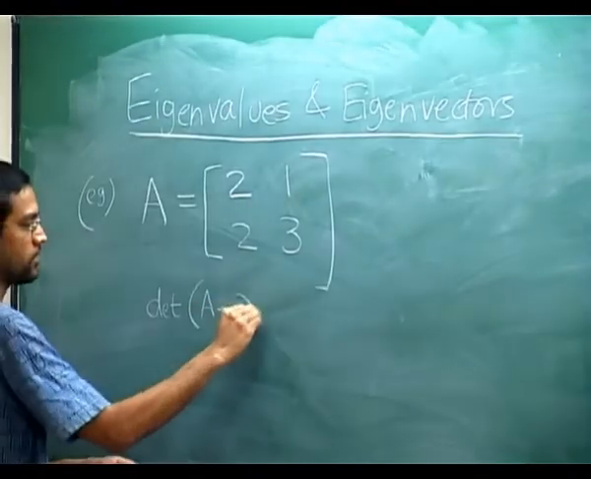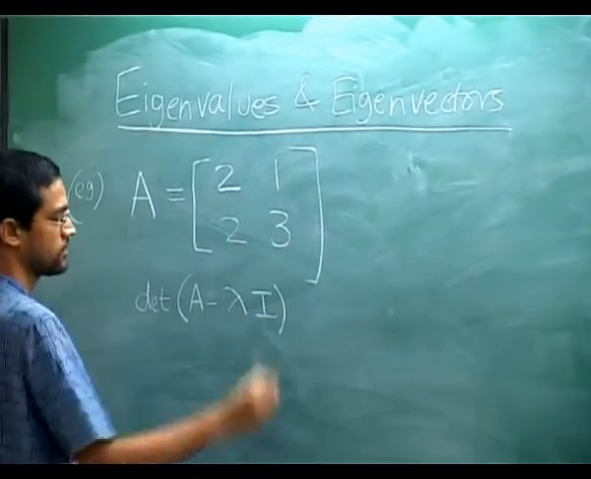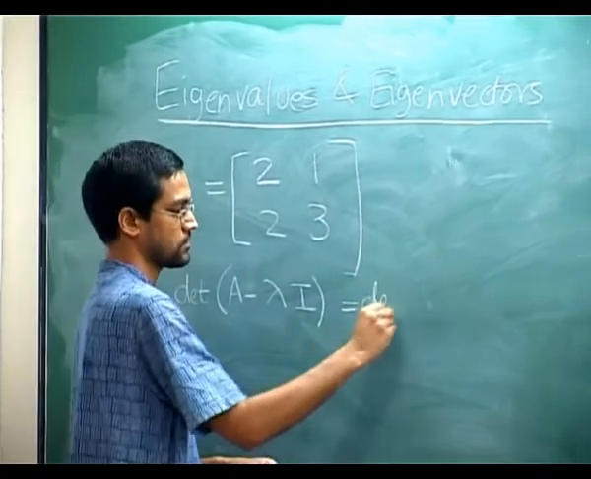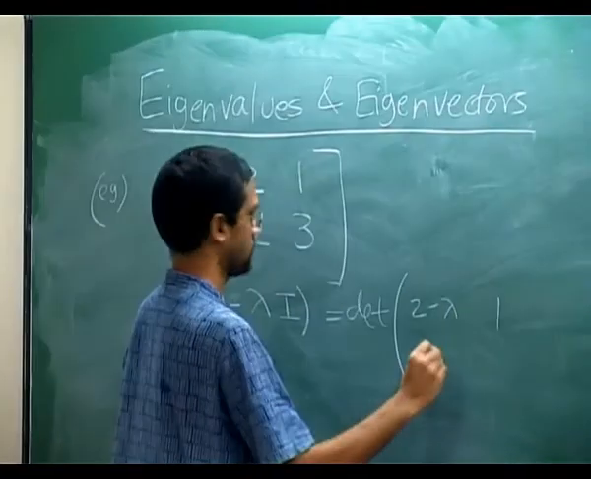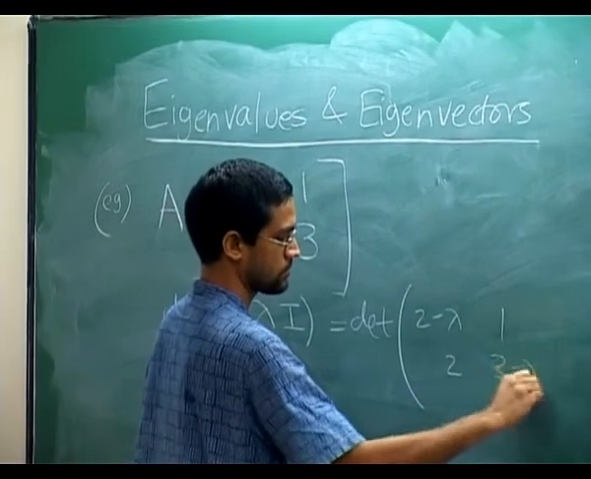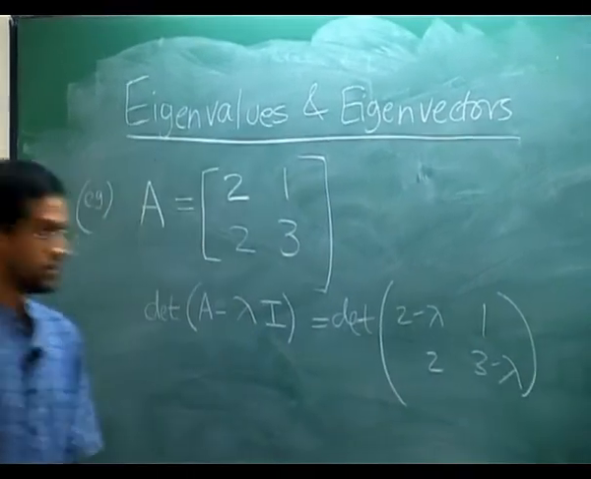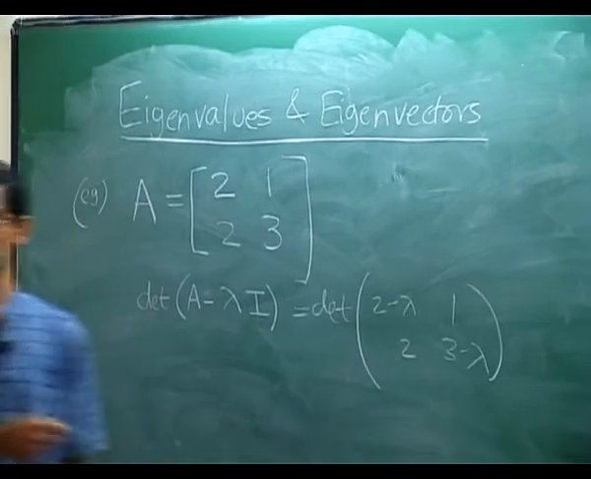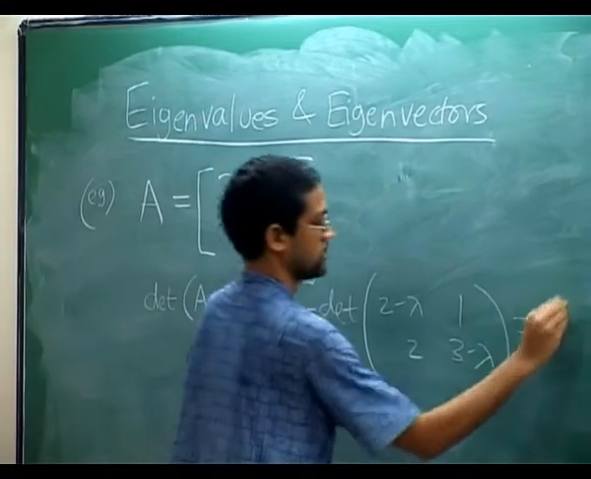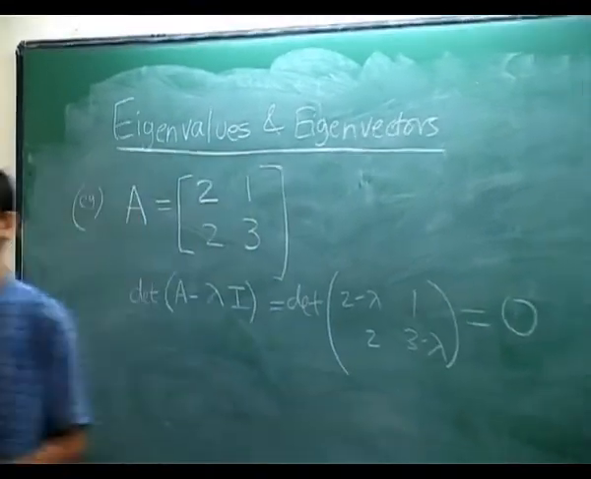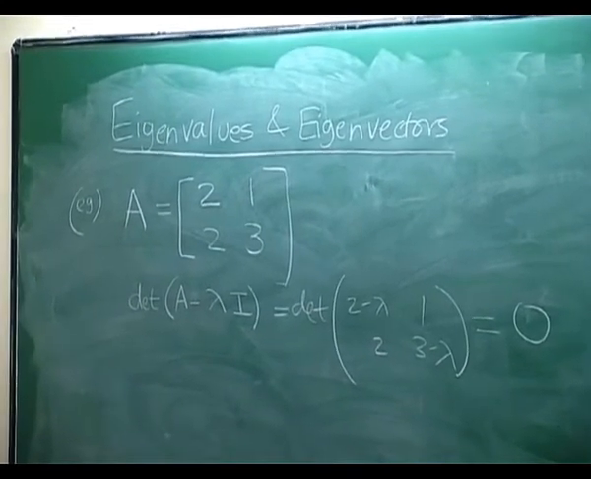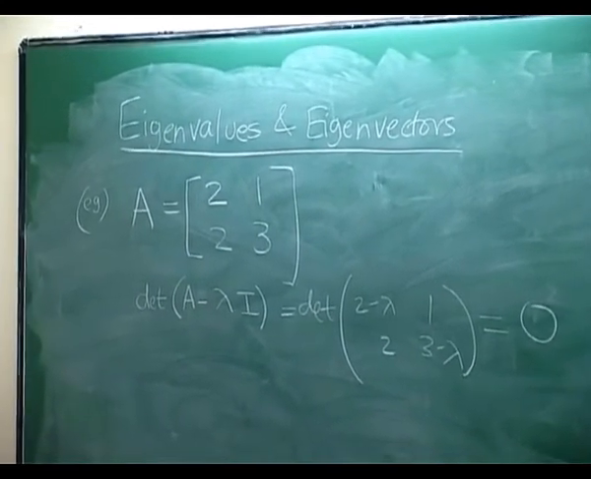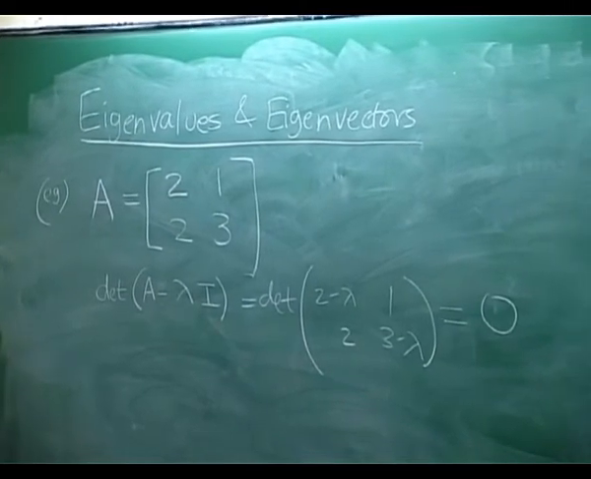So we start out by doing this. We compute the determinant of A minus lambda times the identity, which in this case is 2 minus lambda, 1, and the equation we want to solve is this equal to 0. Right? So solving this equation will give us two values of lambda, which we call the eigenvalues, right?